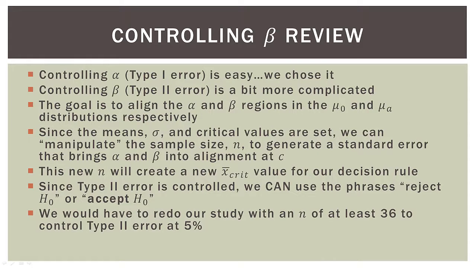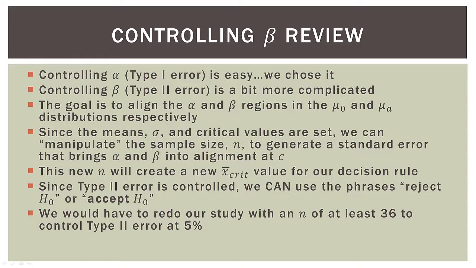Now, we would have to redo our study with a sample size of at least 36 to control this type 2 error at 5%. And of course, to use those two phrases in the previous bullet point. So we would actually have to go ahead and redo our study, use a sample size of at least 36 in order to control that type 2 error at 5%.